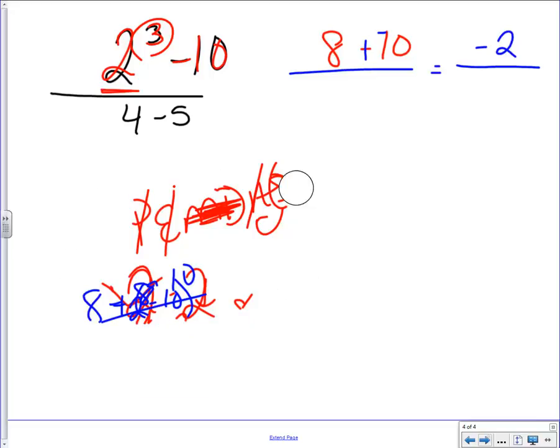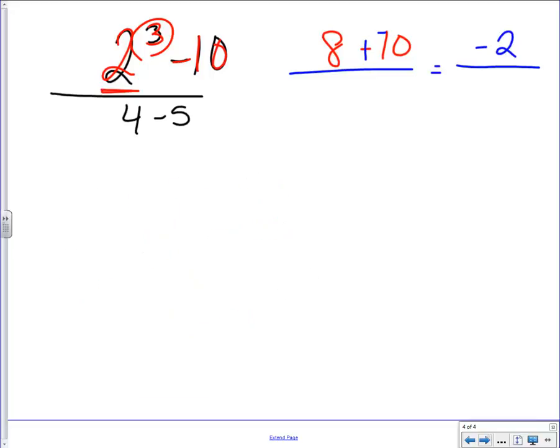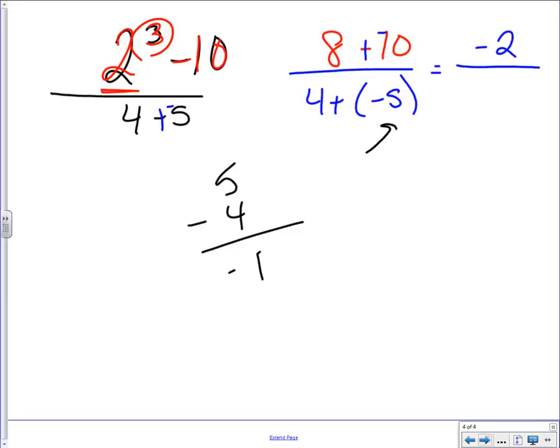All right, now we're looking at the denominator because we are not done with this problem. So I have 4 minus 5. Remember that this is a subtraction problem, so I'm going to change the sign. So now I have 4 plus a negative 5. It's an addition problem. So signs are different, so I subtract and take the sign of the bigger number. 5 is bigger, so it's a negative 1. And so a negative 1 goes right over there.